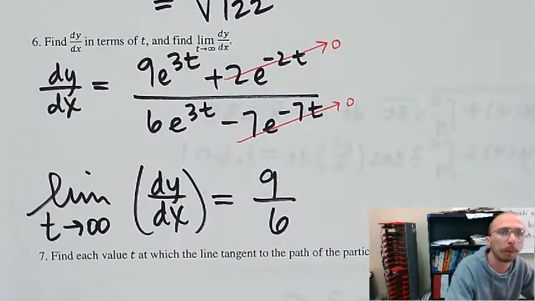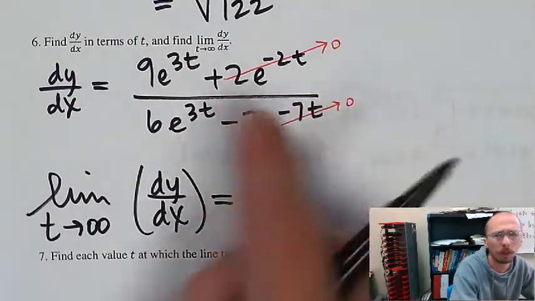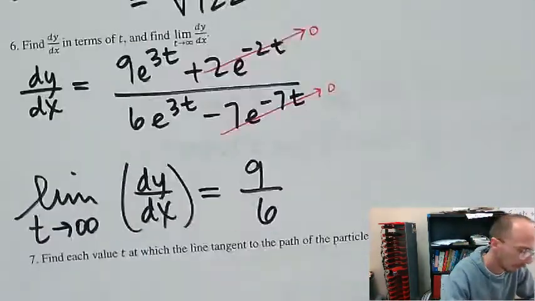Had this been the limit as t approached negative infinity of dy dx, those would have gone to 0. Oh yeah, it would have been 0, but yeah, we wouldn't need to talk about that.